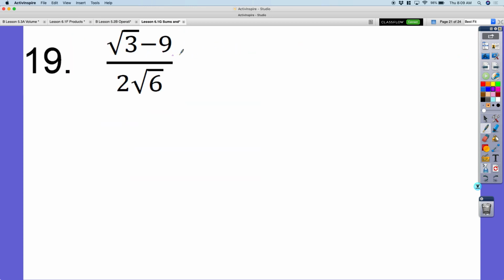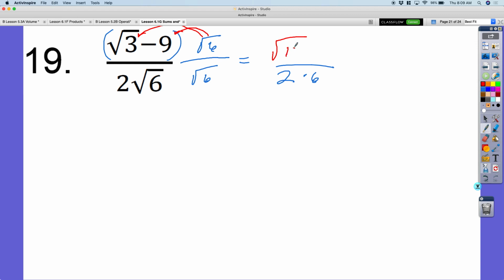Now on this one, remember how we cannot have an irrational number in the denominator? So what we're going to do is multiply the numerator and the denominator by the square root of 6. So the bottom, we've seen that part before. This would be 2 times the square root of 6 times the square root of 6, which is just 6. And now on the numerator, I'm going to have to distribute that square root of 6 to the 9 and to the 3. So I'm going to have the square root of 18, which I got from radical 3 times radical 6, minus 9 radical 6. Alright, so now let's simplify this.